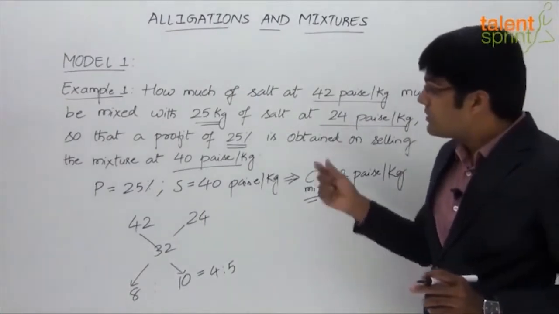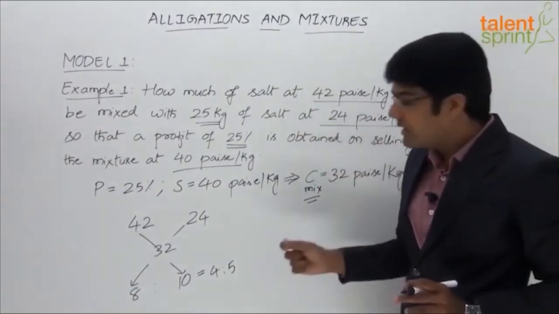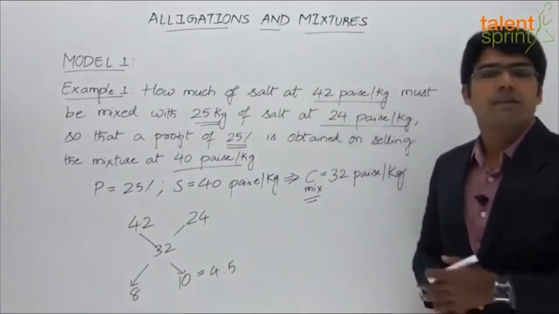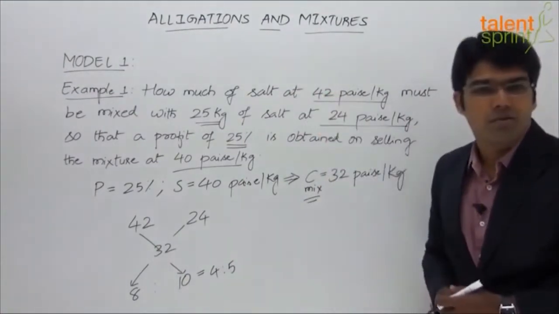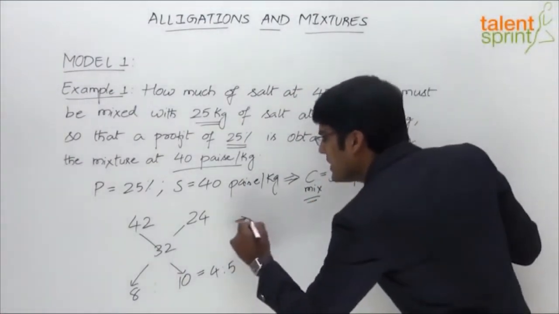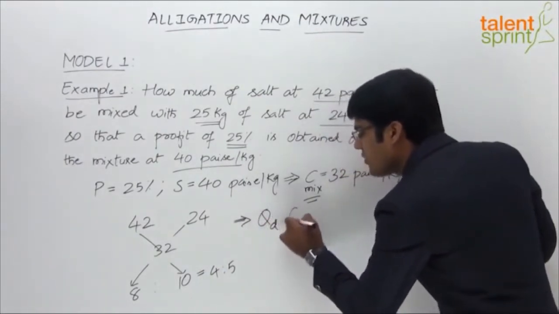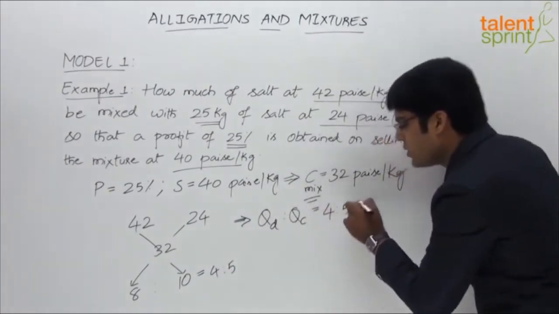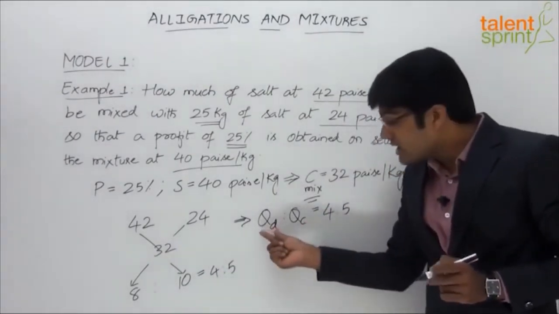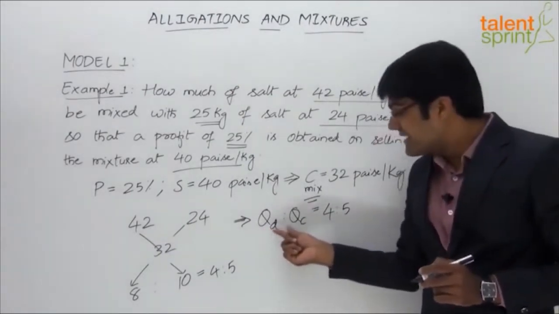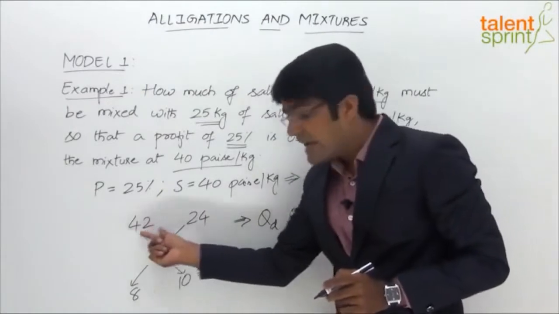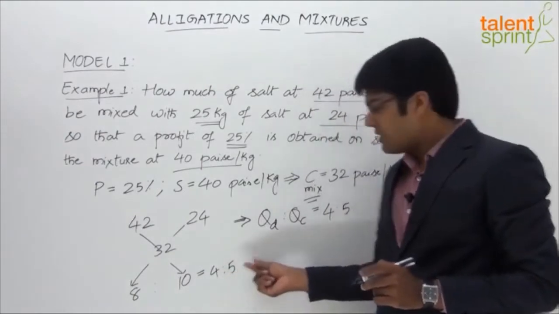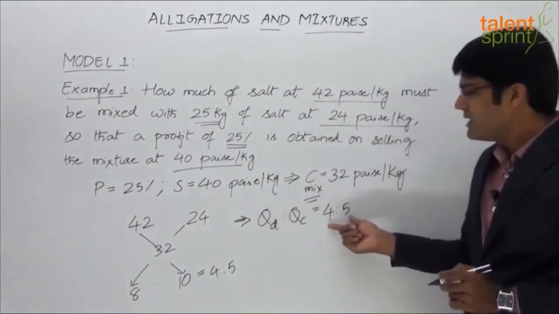So the ratio in which the two qualities of salt must be mixed together to obtain the given quality of mixture is 4 is to 5. Now based on this ratio, we can find out the quantity of the cheaper quality of salt. Now we can say that the quantity of dearer quality of salt is to quantity of cheaper quality of salt should be in what ratio? 4 is to 5. You have to be careful while taking up this ratio. It is not cheaper is to dearer. It should be taken as dearer is to cheaper, because we have taken dearer cost first and then the cheaper cost. So the ratio will also be in the same order. Dearer is to cheaper quantity ratio. So quantity of dearer is to quantity of cheaper is 4 is to 5.